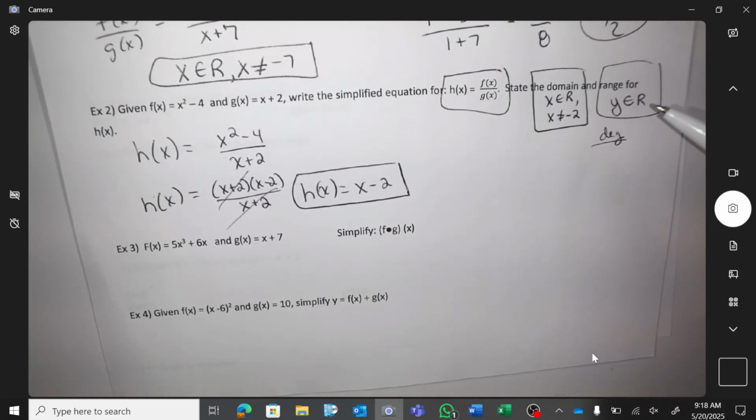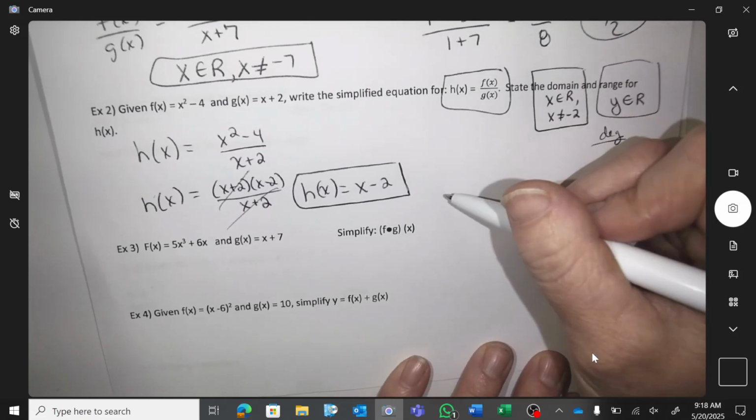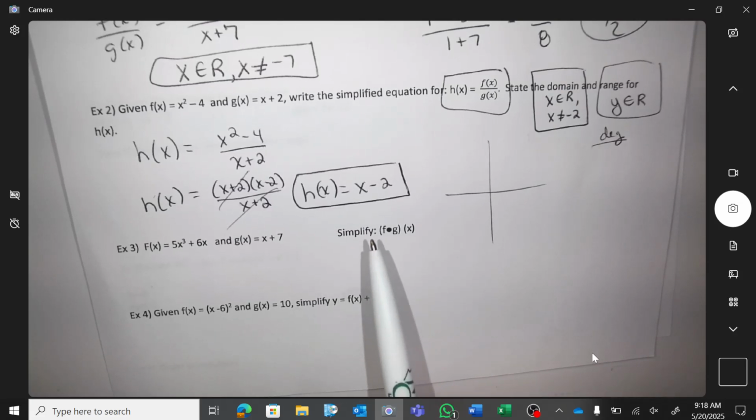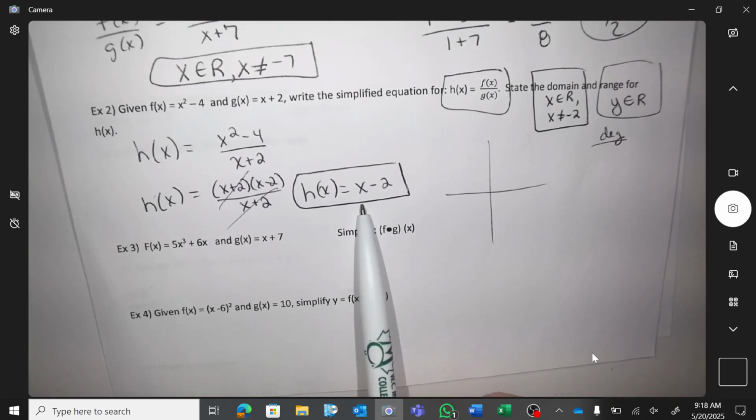Okay, let's quickly graph this. I want to see what you know. Okay, what is this shape?